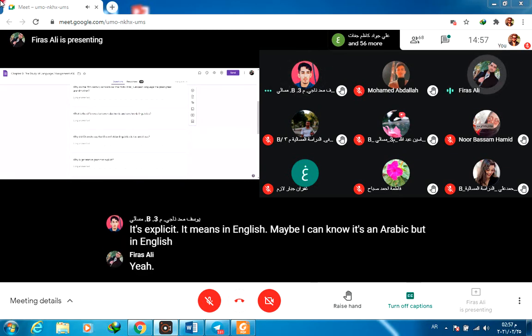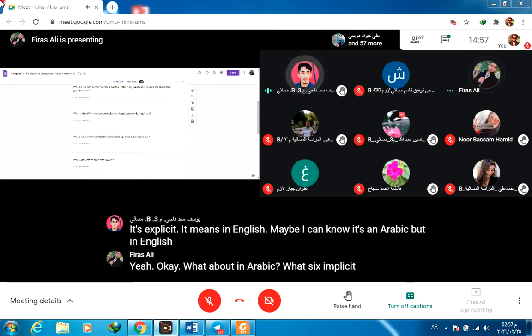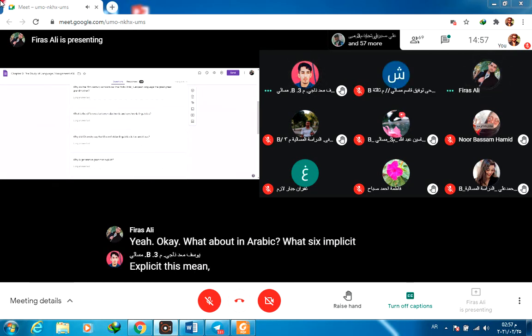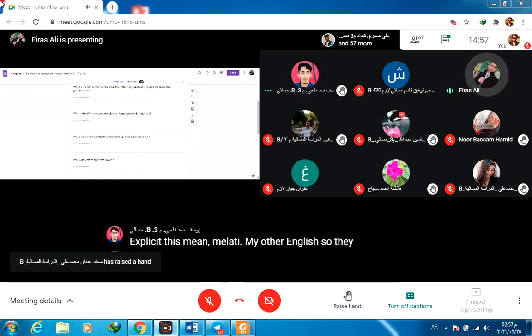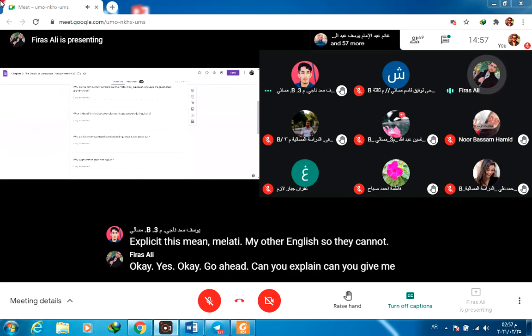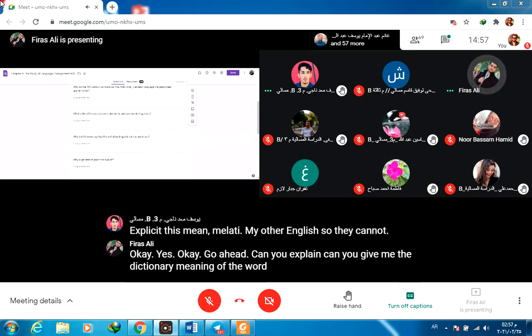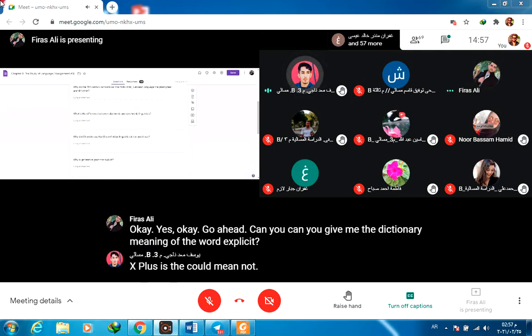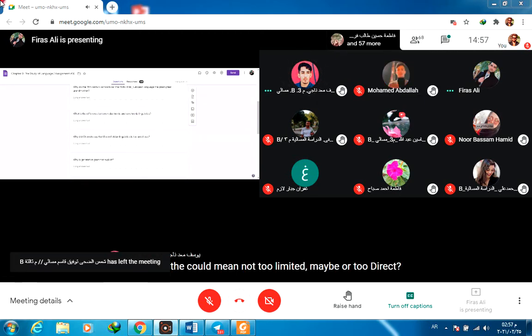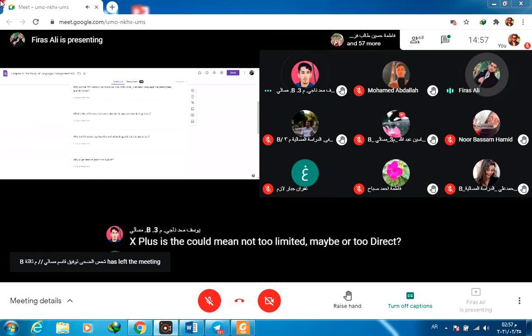Can you give me the dictionary meaning of the word explicit? Explicit could mean not too limited, maybe, or too direct. Okay, so why is generative grammar explicit? Look, the meaning in the Cambridge Dictionary is what? Clear and exact. Exactly, literally. Yes.